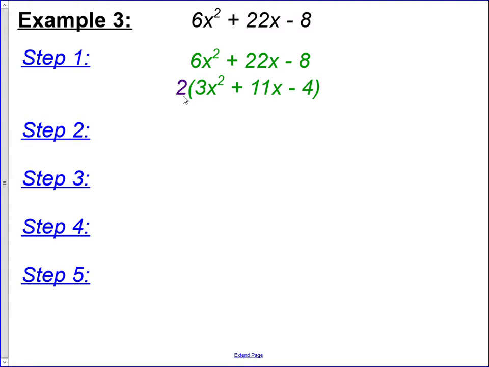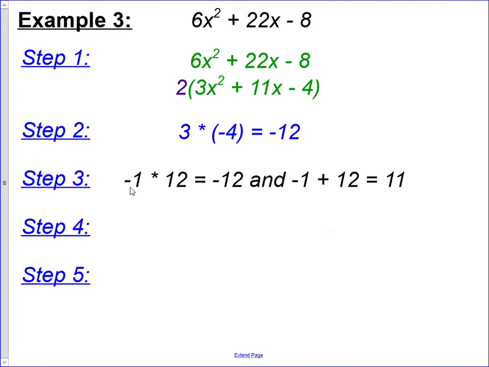Now, even though we factored out the greatest common factor, there is still a coefficient on x squared, so a. So we're going to have to do that step where we multiply a times c. When we multiply a times c, we do 3 times negative 4, which is equal to negative 12. So our next step is to find two numbers that when we multiply them together, we get negative 12, and when we add them together, we get positive 11. Here's what I came up with: negative 1 times positive 12 is negative 12, and negative 1 plus 12 is equal to 11.